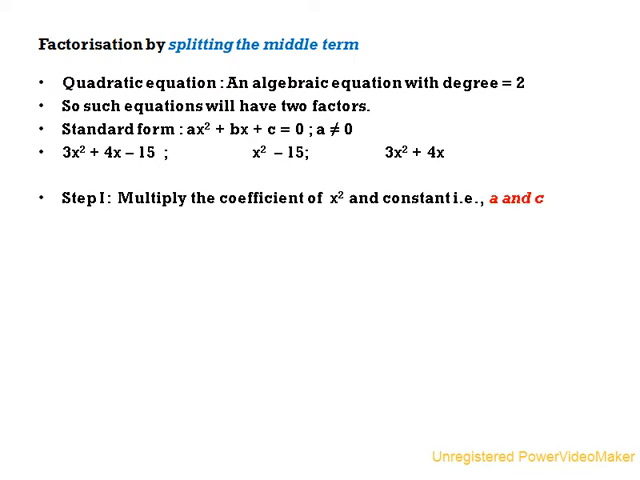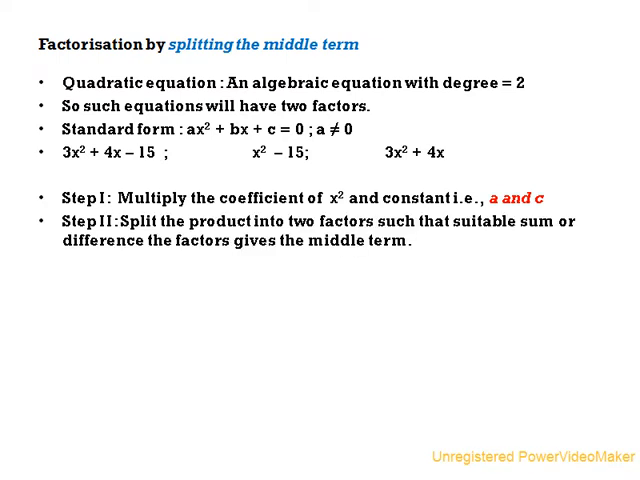So now we'll see the steps that are involved in splitting the middle term. The first one is you need to multiply the coefficient of x square and constant, that is a and c. Step 2 is we need to split the product into two factors such that suitable sum or difference gives the middle term.